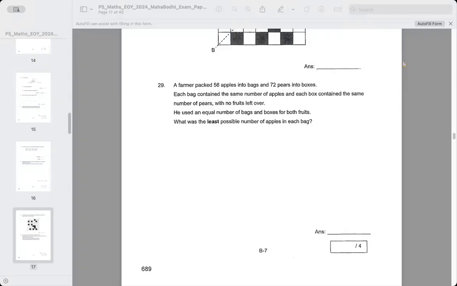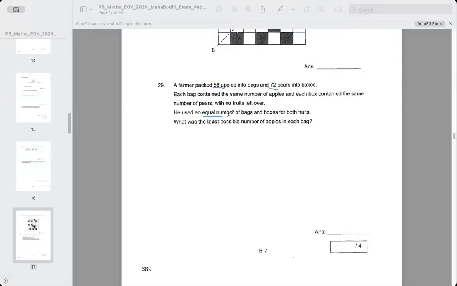In question 29, a farmer packed 56 apples into bags and 72 pears into boxes. Each bag contained the same number of apples and each box contained the same number of pears with no fruits left over. He used an equal number of bags and boxes for both fruits. What is the least possible number of apples in each bag? So for this question, you are splitting 56 apples into bags and 72 pears into boxes. They tell you each bag and each box has the same number of apples and same number of pears respectively.